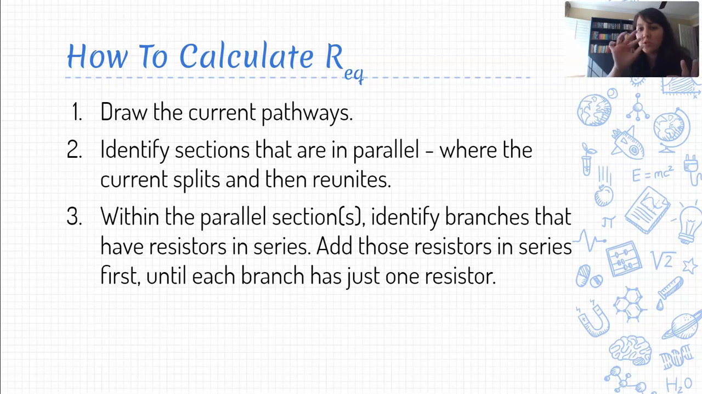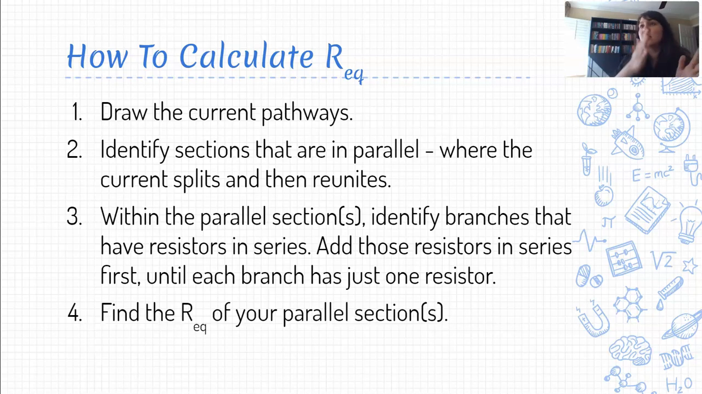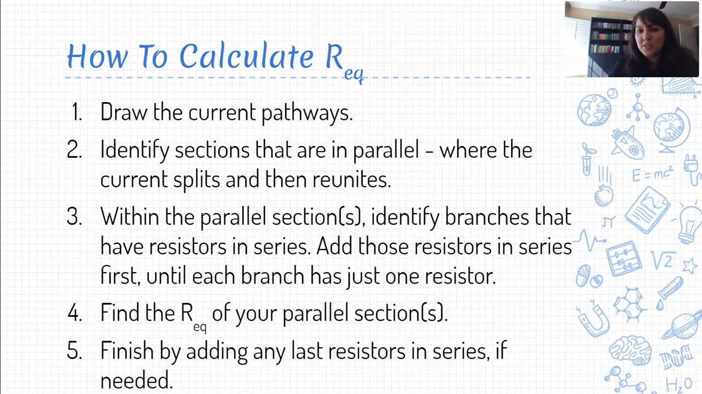Okay, so knock those things out until eventually your parallel section, all the branches on it have only one resistor on them apiece. Once you've done that, then you can take the equivalent resistance of that whole parallel section using our 1 over Req equals 1 over R1 plus 1 over R2, and so on, from there. Okay, so you condense that whole parallel section down and find its equivalent resistance.